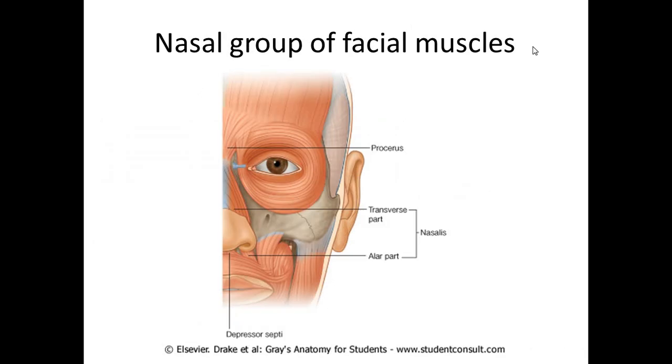Then the last group is the nasal group of facial muscles. We have the nasalis, the most important one, on the dorsum of the nose. It's divided into a transverse part and this small part, the alar part, which attaches to the ala of the nose. Then we have the procerus that extends to the frontal bone.